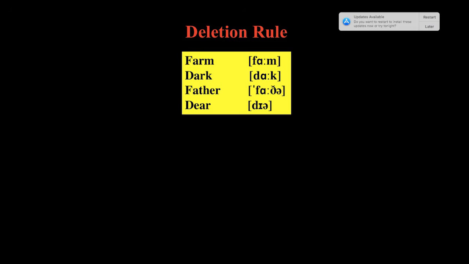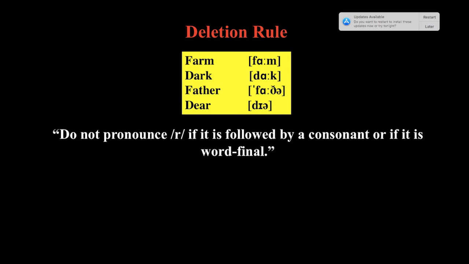So, there is a phonological rule statement here in English which says, do not pronounce r if it is followed by a consonant or if it is word final. There are two specifications, two phonological environments in which the r sound is deleted. It's either deleted if it is followed by a consonant like in the word farm or dark, or it is deleted if it is word final like in the word father and dear.